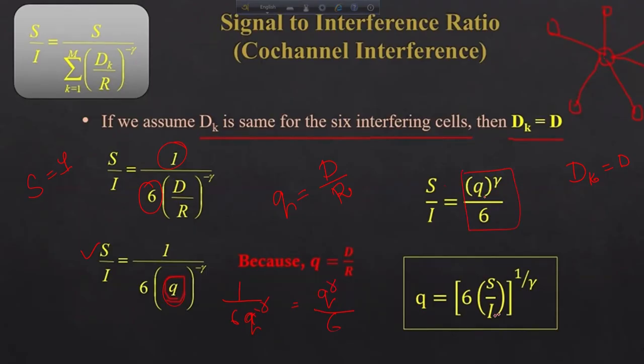So if I take the value of q, then this equation will look like this: 6 into S by I to the power 1 over gamma. Okay. So my co-channel interference will look like this. And if I want to determine the frequency reuse ratio, small q, in relation to co-channel interference, then the value of q can be written like this. So you have to remember this formula and you have to remember this formula as well.